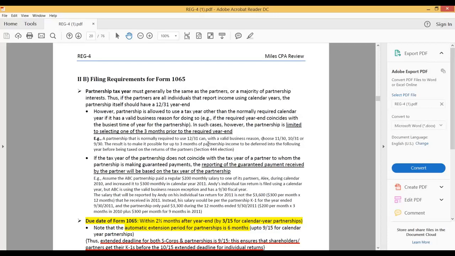Now, what it simply means is that generally you follow a calendar year, but if you want to choose a fiscal year, then you must not defer for more than 3 months from the calendar year, which is 12/31. Because the taxation is at the individual partner level, they don't want the partner to defer his income recognition by more than 3 months. So even if you're choosing a fiscal month, just remember that it should either be 11/30, 10/31, or 9/30, but not beyond that.